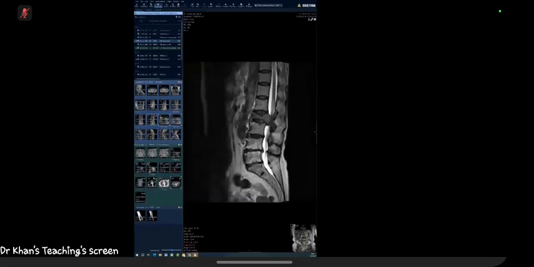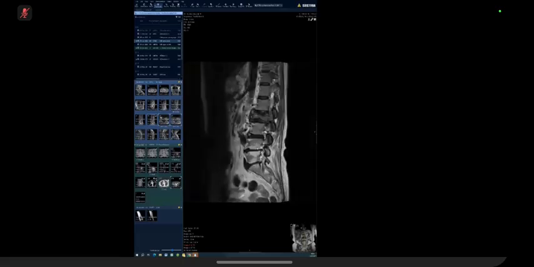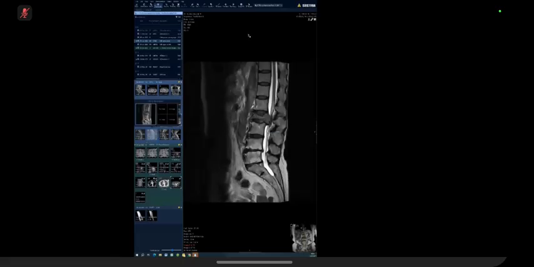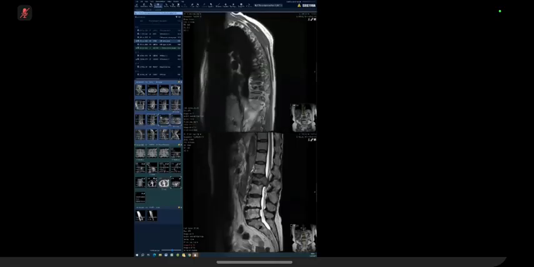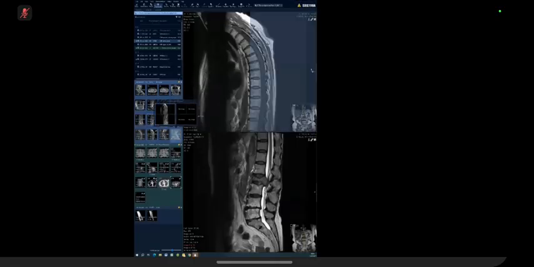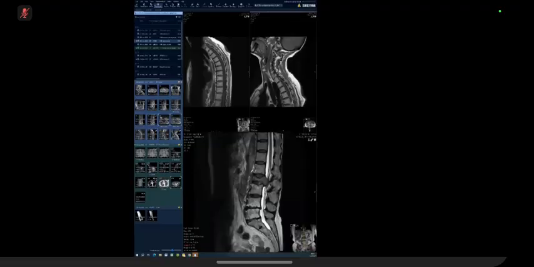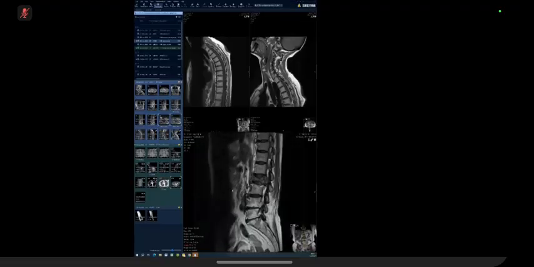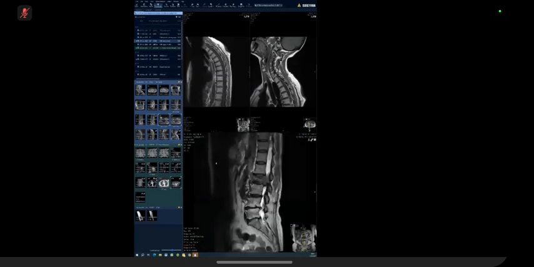Okay. Anything else about the bones? Any other mets you see? Looking at the thoracic spine, it's normal. Cervical spine is also normal. Okay. There are Modic endplate changes at the lower lumbar level, but no metastatic changes.